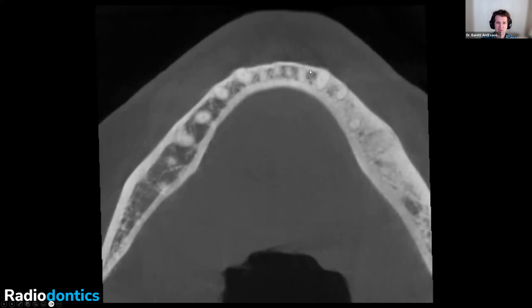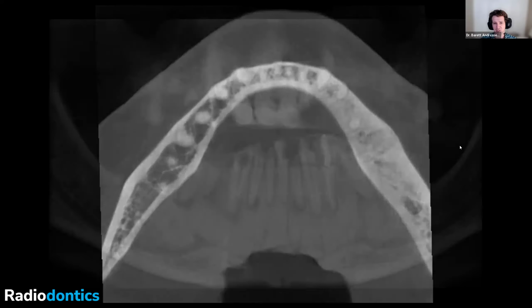Axial view, you can see that gradual change into this sclerotic bone. Again, condensing osteitis, it's that reaction to infection.